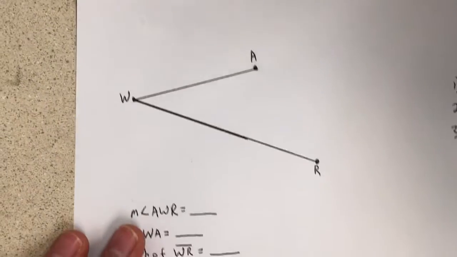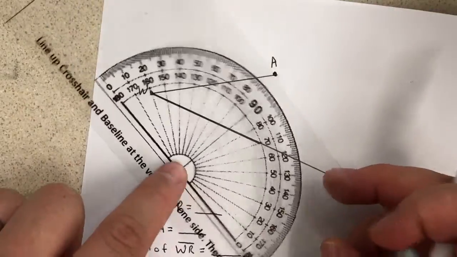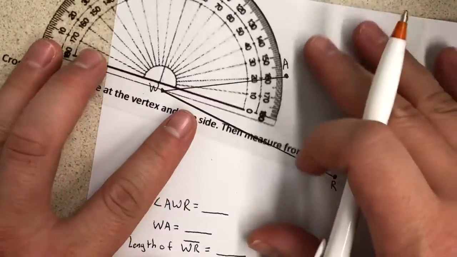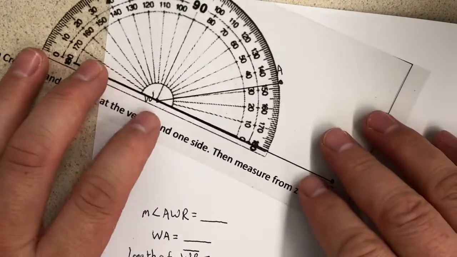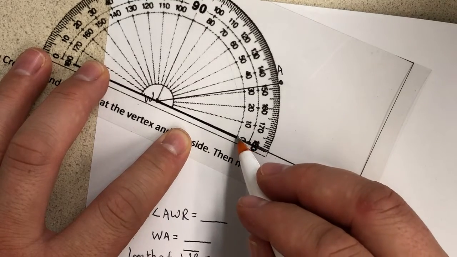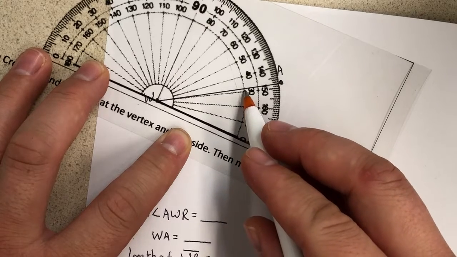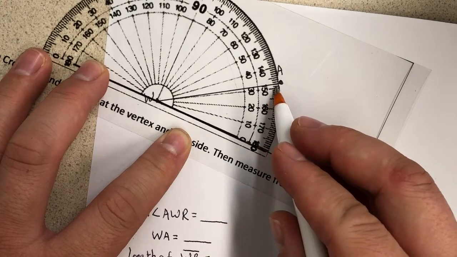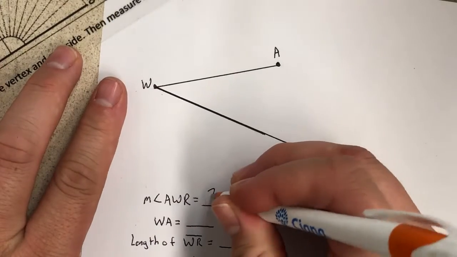Okay, let's take a look at another one here. So if I'm going to measure this angle AWR, same thing. I put this center right on the vertex, and I put the bottom right against one of the lines. Start at 0, not at 180. Start at 0, and then going up through 10, 20, 30. It looks like it's 31 to 32 degrees. So you can call that 32 degrees.